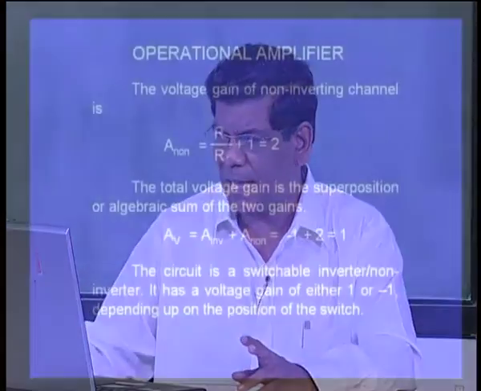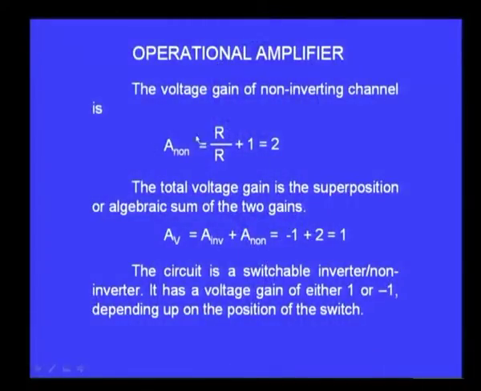Right, that is exactly what I have shown on the screen. A non-inverting gain is R by R plus 1, that is equal to 2, and therefore, for the algebraic sum, AV is equal to A inverting plus A non-inverting, that is equal to -1 plus 2 is equal to 1. Therefore, the circuit is a switchable inverter non-inverter circuit, and it has a gain of either 1 or -1 depending upon the position of the switch.